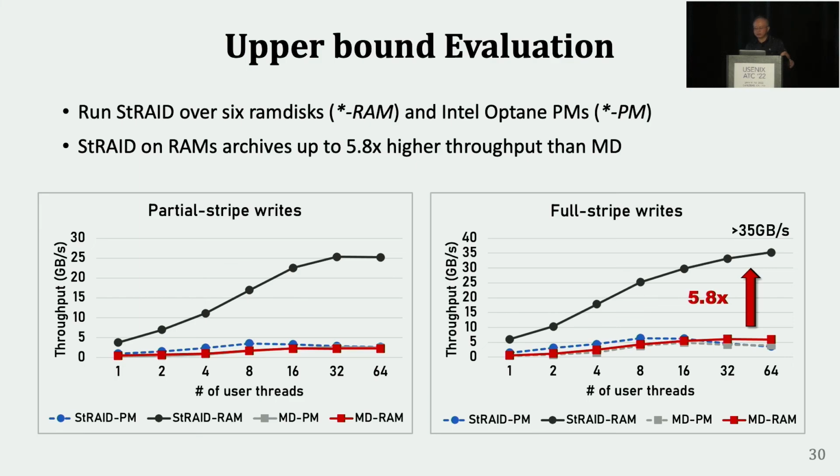At 64 user threads, StRAID on DRAM RAM disks reaches more than 35 gigabytes per second write throughput, in contrast to their MD counterpart of less than 6 gigabytes per second. So it shows that StRAID has the potential to effectively exploit faster storage devices like the emerging PCIe 5.0 SSDs in the near future that are poised to reach more than 10 gigabytes per second per device.